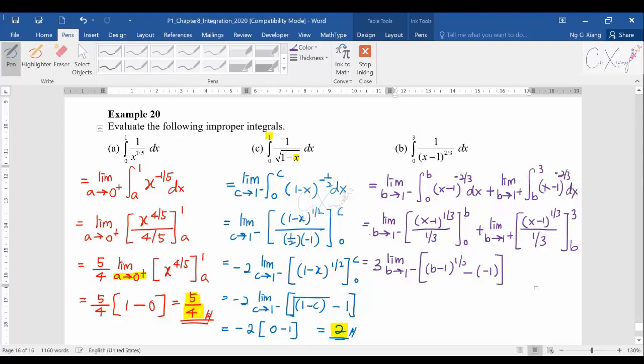So the 1 over 3, I already take it out as a constant. Then plus, for the second part, I'm having, again, 3, I take it out. And I'm having limit b to 1 plus. Substitute the 3 into the equation. 3 minus 1 is a 2. So you're having a cube root of 2. Then minus. Now you put in the value, the b inside. So you're having b minus 1 power over 3.